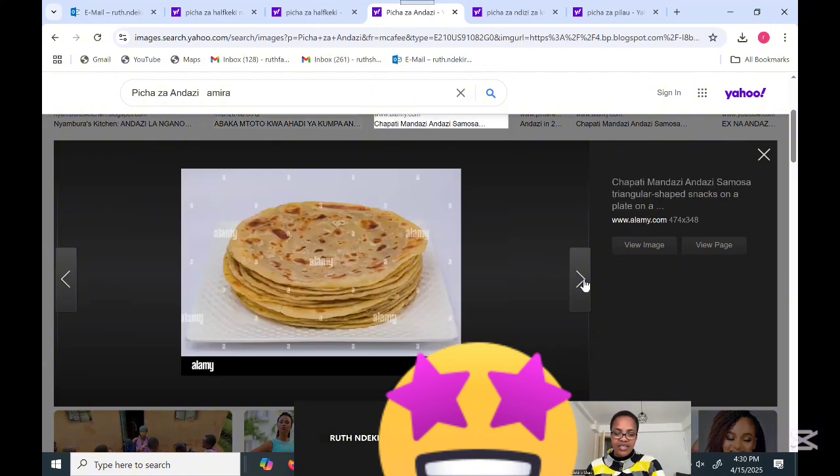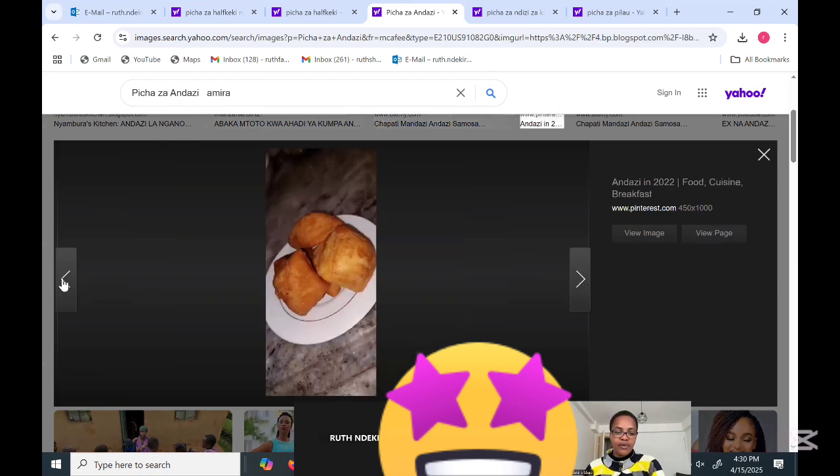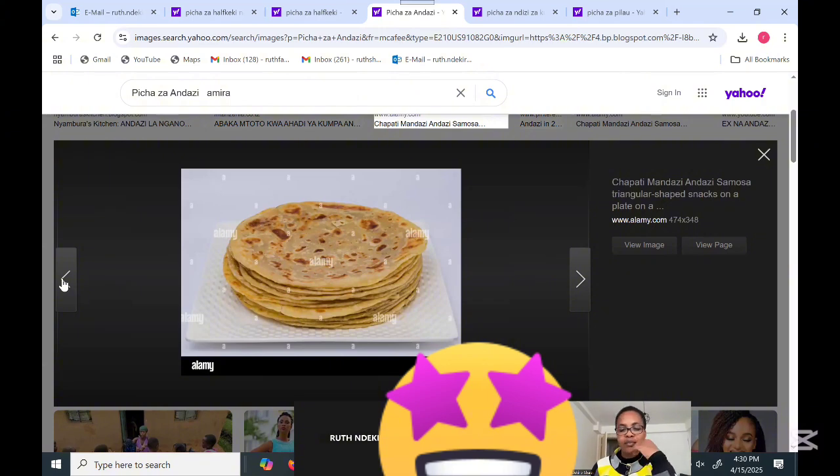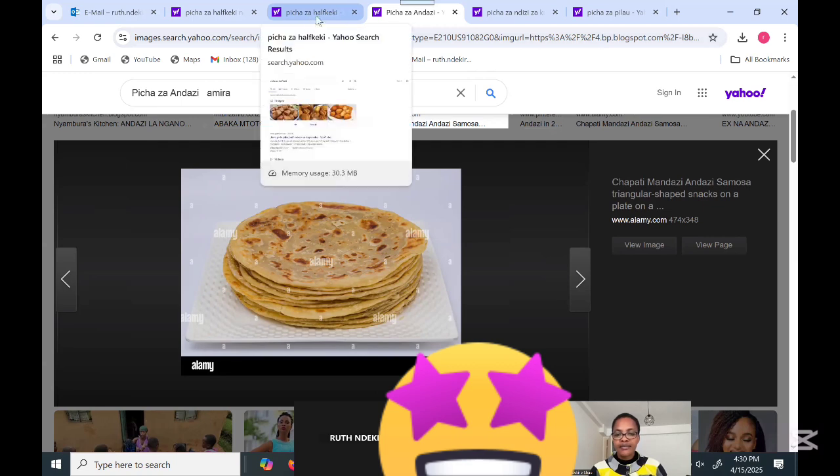Haya, kitu kingine ni hii. This one we didn't look at, but it's called chapati. Chapati is also used as a snack, but sometimes as dinner. When you eat this, you can have it with milk, you can have it with chai, you can have it with beans, you can have it with soup. It is also made with the same flour that is used for bread and mandazi.